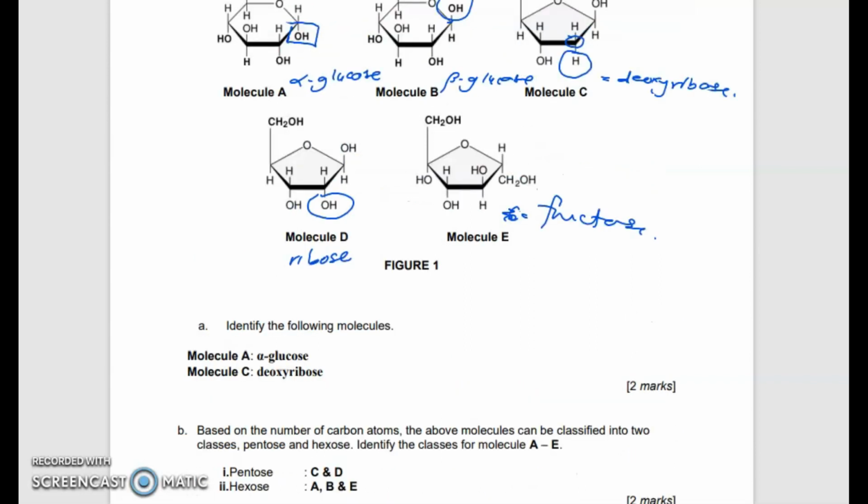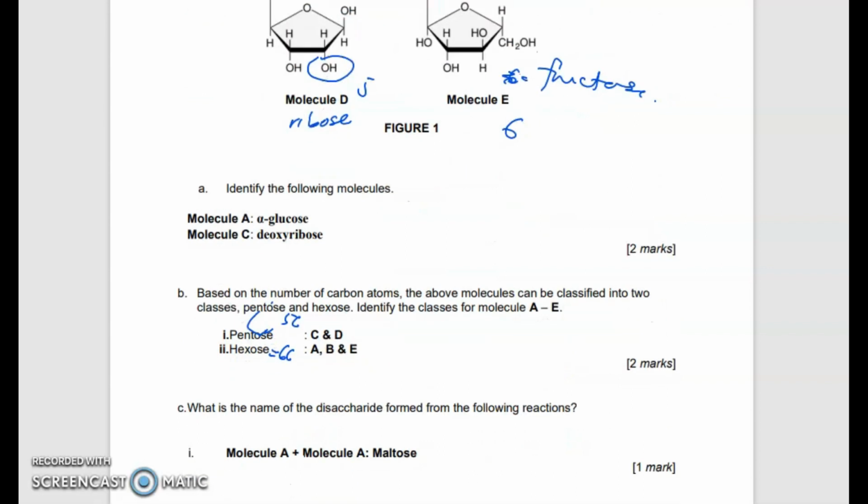So, I already said just now, this one is 6 carbon, A, 6 carbon, B, 6 carbon, C, 5 carbon, D, 5 carbon, E, 6 carbon. So, for pentose, it is only C and D. Pentose means 5 carbon. And then hexose means 6 carbon, which is molecule A, B, and E.